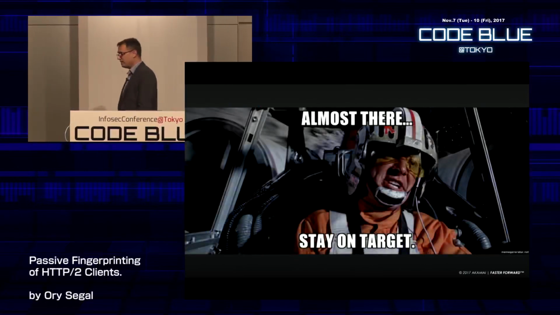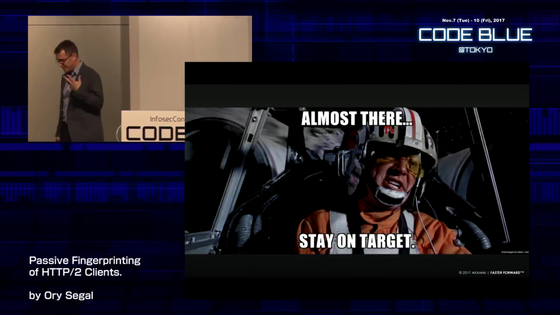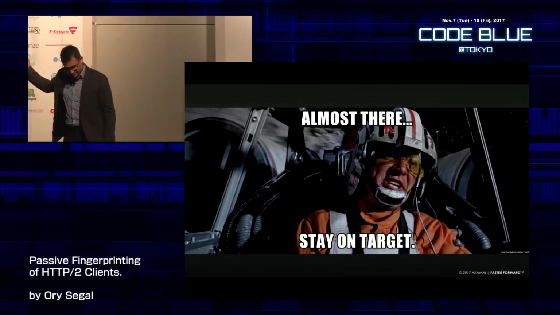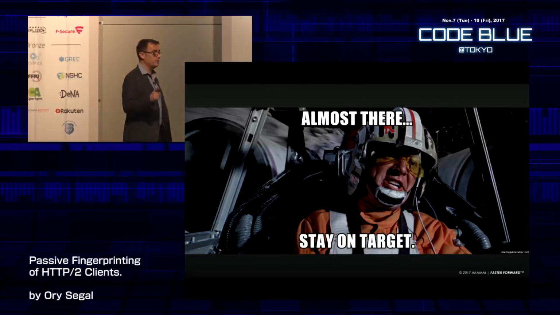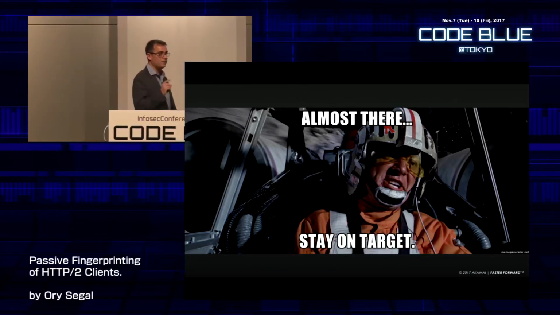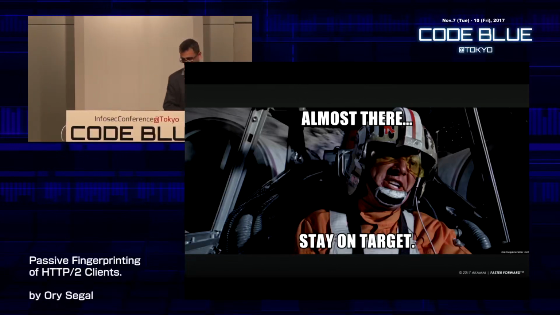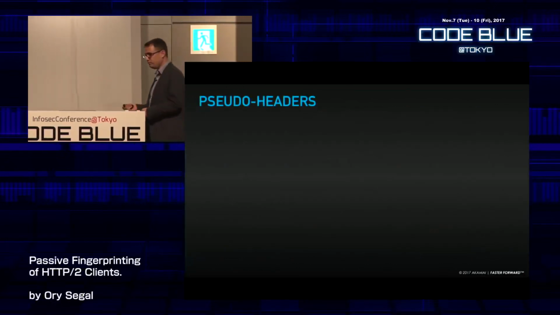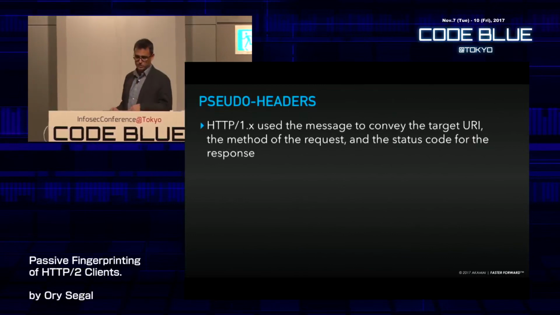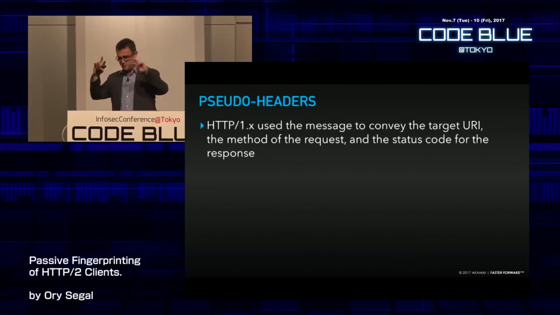So, are we there yet? Can we fingerprint the clients at this point? Obviously, you can. It's not as accurate as it could be. So we discovered one last interesting twist to the story, which are the pseudo headers. If you remember, earlier I showed a few examples. They had some semicolons.